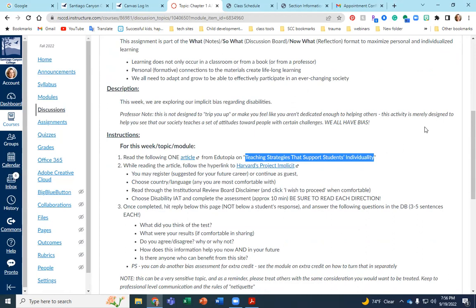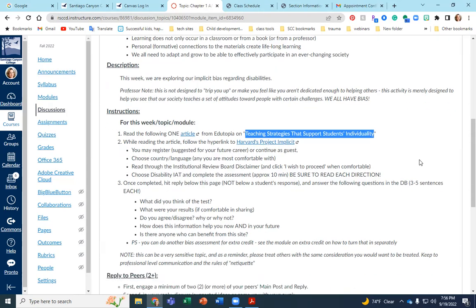Now, I'm not here to say you have a bias and you're bad. We all have bias. And it's okay. I just, guys, want you to be able to identify that and discuss it. It's not the end of the world.